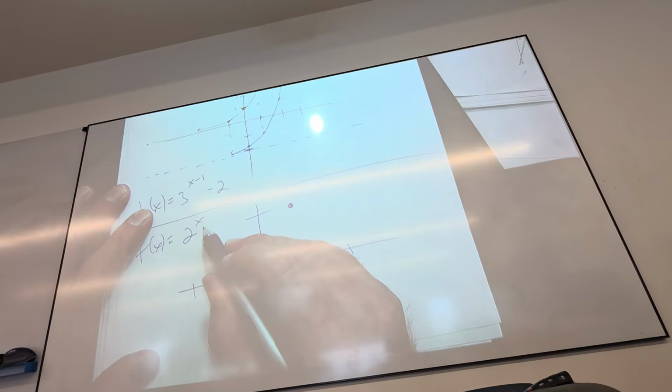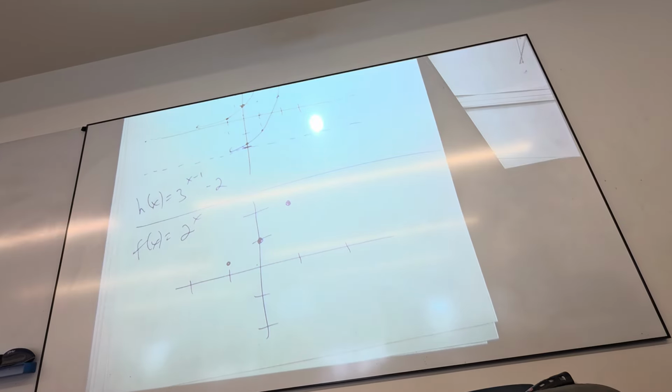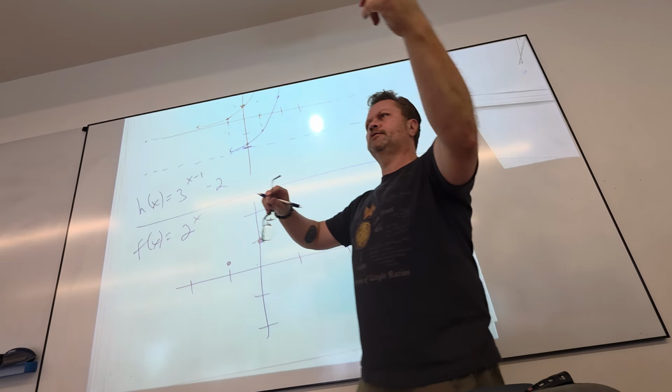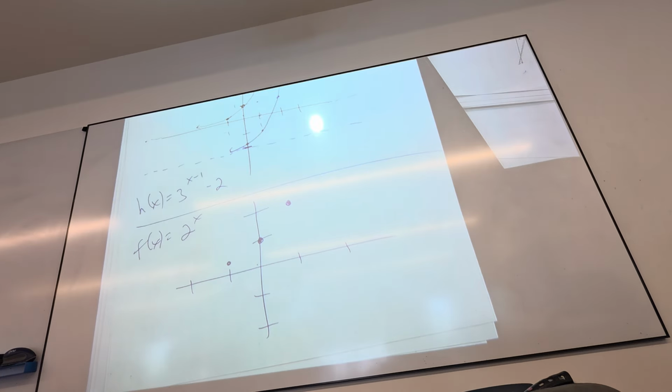What do you get when you put a negative 1 in? 1/2, good. So don't forget, negative powers just mean flip, right? That's all they mean. The great thing about that is if 2 cubed is 8, 2 to the negative 3 is 1/8. You just flip what you would normally get. That's all you do with negative powers.